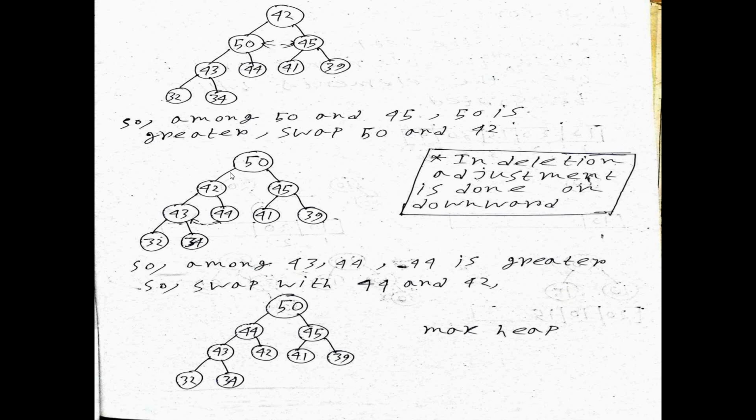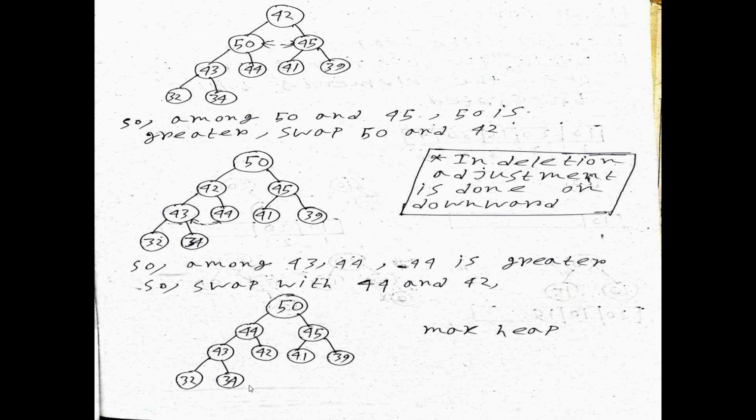Now again we check whether we maintain the property of the max heap or not. Here we see, no, it is not a max heap. Again we apply the same rule. Take the left and right child of this root, that means 42. Compare with them, which is greater? 44 is greater. Swap with the root, 44 goes here, 42 goes there. So after this swapping, this is the final tree, the final max heap.